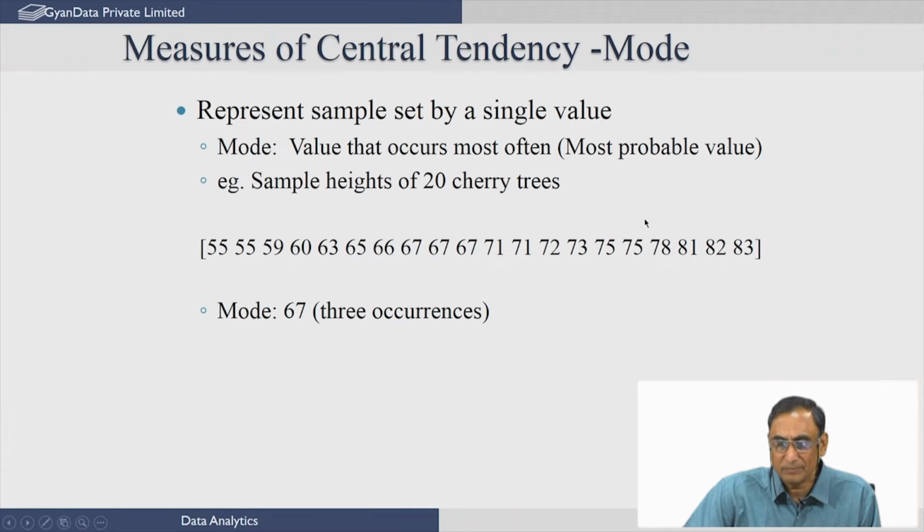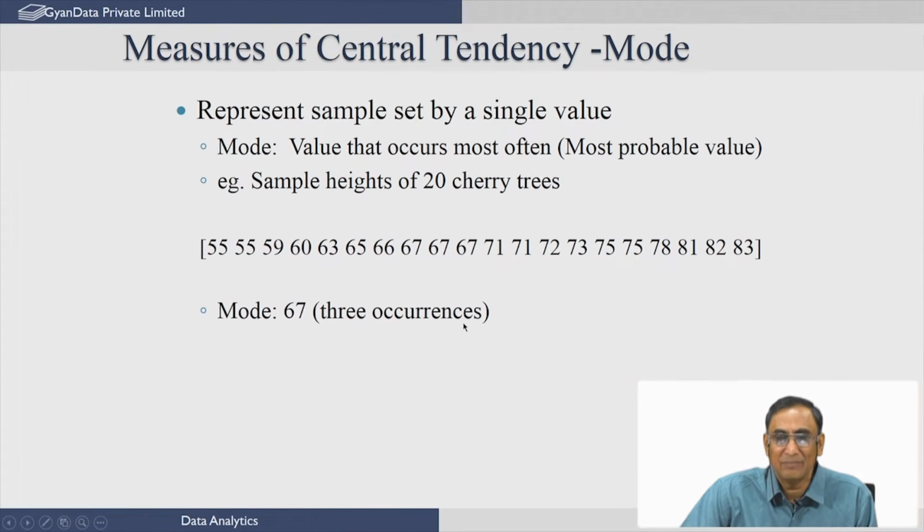A mode is another measure of central tendency, and this is the value that occurs most often, or what is called the most probable value. If you take the example of this 20 cherry trees data, we find that the most probable value, the value that repeats more often, is 67. Again, there are three occurrences of this as compared to any other data point, and that is called the mode. In a continuous distribution, this represents the maximum value of the density function, and you should expect most of the data to be clustered around this most probable value.